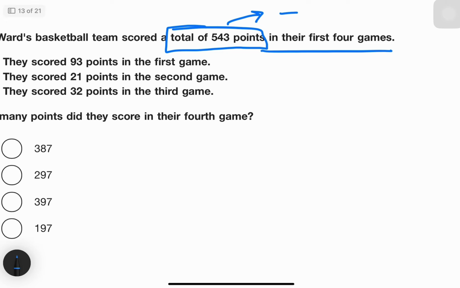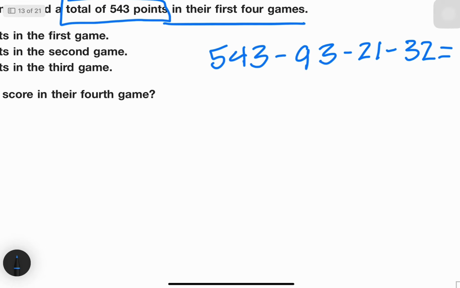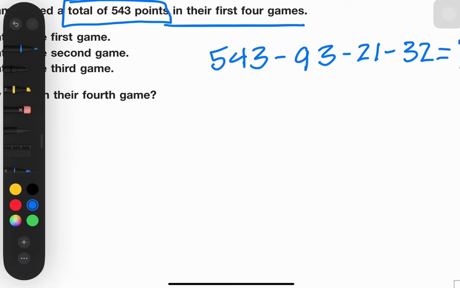All right, so by looking at this, you want to start out with what you have of your total. So that's going to be 543 minus the first game, which is 93, minus the second game, which is 21, and then minus the third game, which is 32. That will get us to our 4th game. All right, so we're going to have to do some math here, and let's go ahead and set this up now and figure this out.